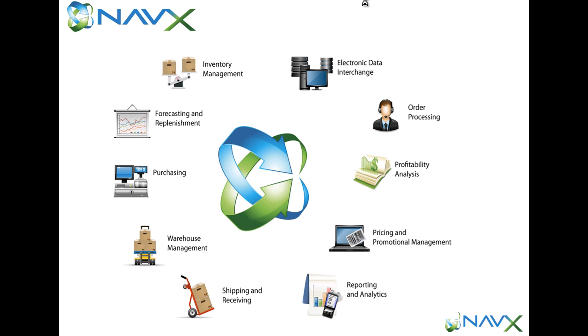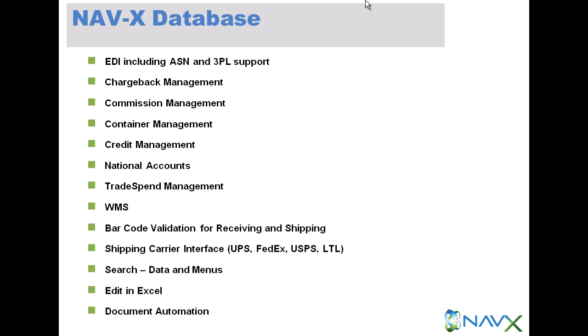Some of the features you're going to see in this first look presentation include capabilities that support EDI, including automated shipping notices, bills of lading, and 3PLs, chargeback processing, commission processing, containerization, credit management, national accounts cash receipts and credit application across multiple sell-tos, trade spending and promotional management for deductions, warehouse management functionality, barcode validation for receiving and shipping, a shipping carrier interface that's fully integrated with UPS, FedEx, U.S. Postal Service, and many LTL carriers.